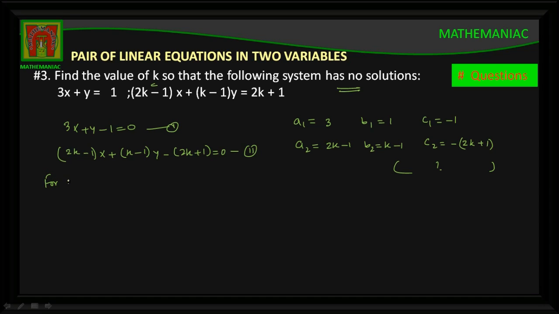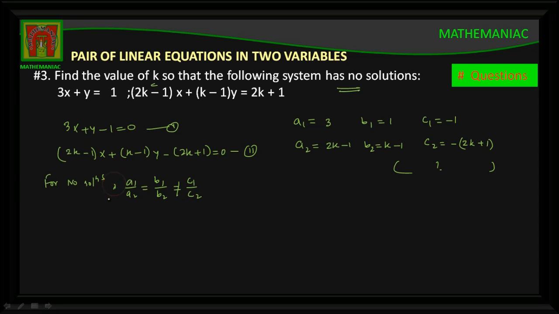Here, what should I write? For no solutions, what is the condition? I have to accommodate it here. The condition is that a1 by a2 equals b1 by b2, not equal to c1 by c2.